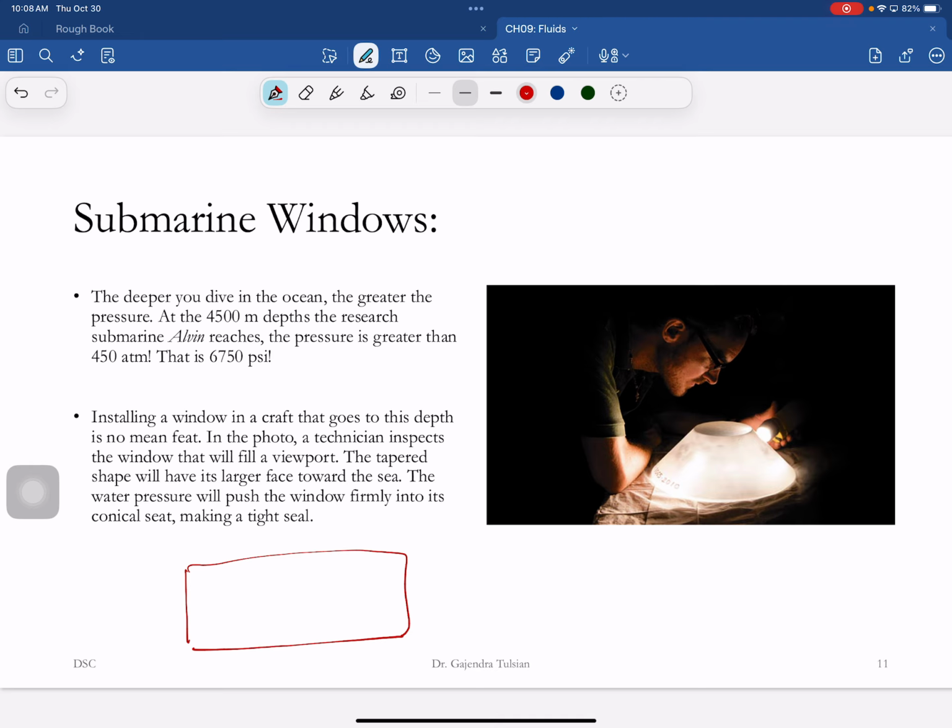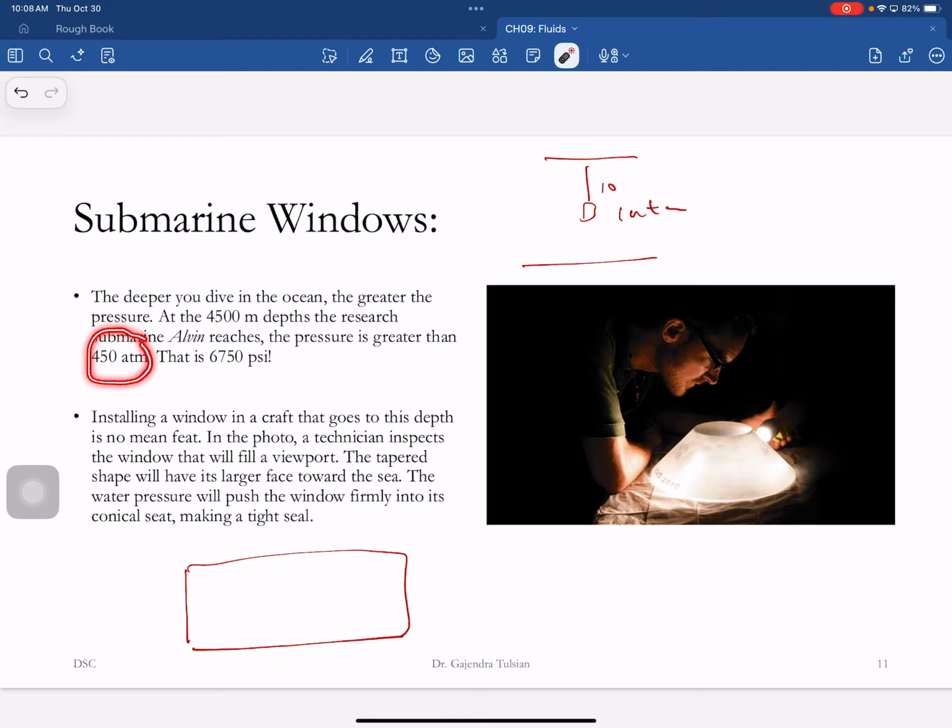So if you go down every 10 meters, the pressure increases by 1 atmosphere. Okay. So if you go to about 4 kilometers, 4.5 kilometers, the pressure increases by 450 atmospheres. That is about 7,000 psi, pounds per square inch. That's an enormous force. Okay.